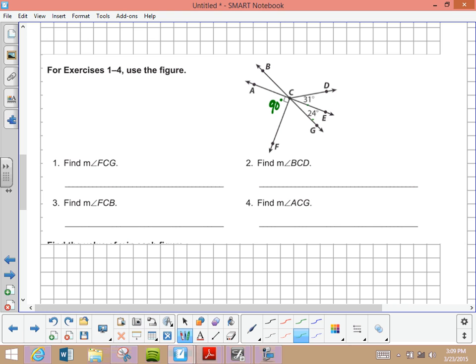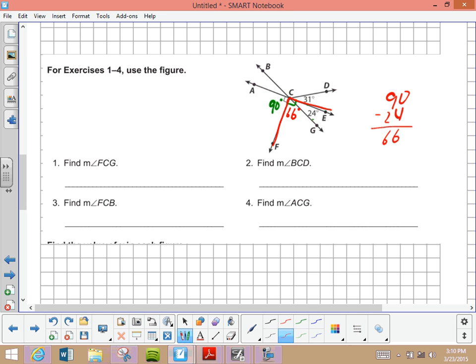So how do I find angle FCG? How do I find this angle right here? You subtract 24 from 90, because that whole angle equals 90. If the whole thing equals 90, then whatever I add to 24 should equal that. So 90 minus 24 is 66. So this is 66 degrees.